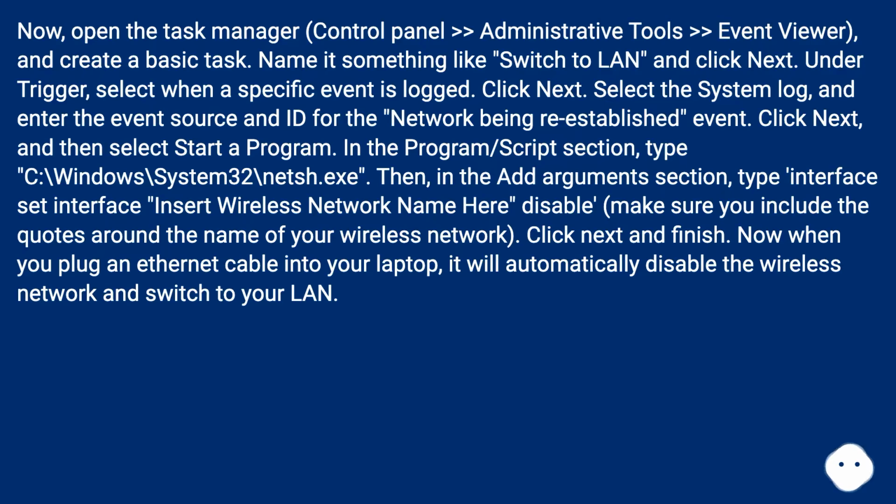C:\Windows\system32\netsh.exe. Then, in the Add arguments section, type interface set interface "insert wireless network name here" disable. Make sure you include the quotes around the name of your wireless network. Click Next and Finish. Now when you plug an Ethernet cable into your laptop, it will automatically disable the wireless network and switch to your LAN.